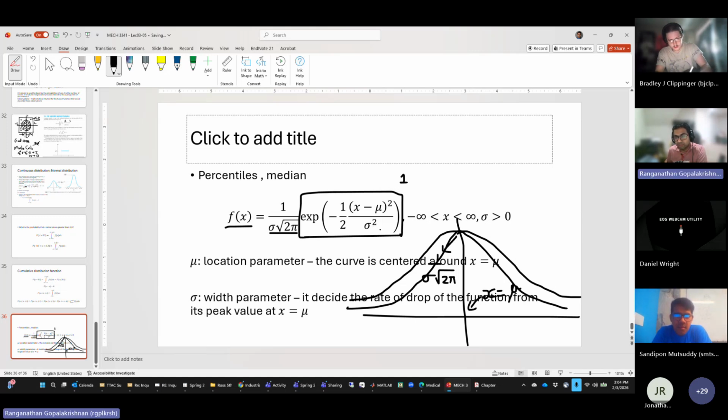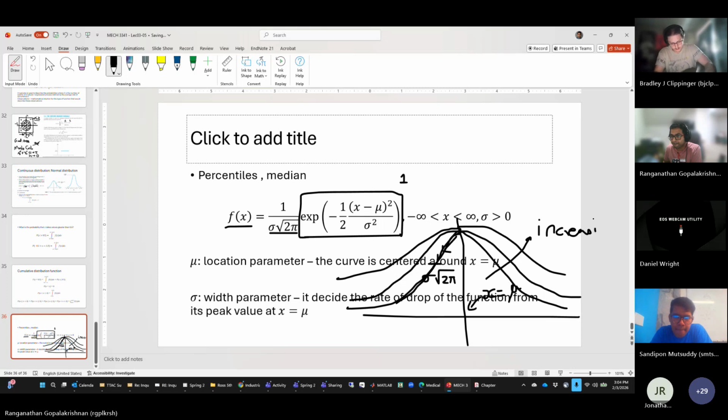Sorry, I got it backwards. If sigma is small, the function will be narrow. And if sigma is large, the function will be wider. So as your distribution widens or narrows, it depends on how big the standard deviation is. So this direction, this curve, is basically increasing sigma. It'll make sense when we do some examples, which I'm going to do in a minute.